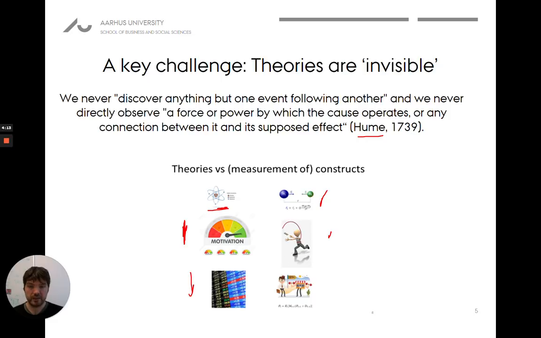So just to be clear, constructs can also in some way be invisible if we think we can't measure them or see them directly. But with theories, we're interested in the relations between something. Something is happening upon something else. And it's this relation that we want to understand. And as Hume is pointing out, often stuff is happening in the world where we can't see it as such. It's invisible in some sense.